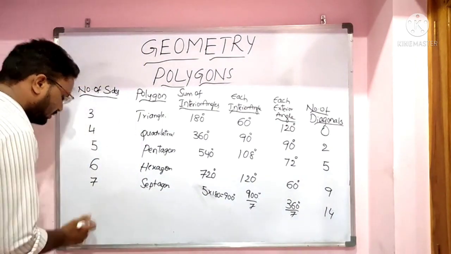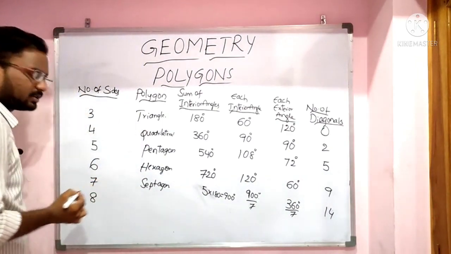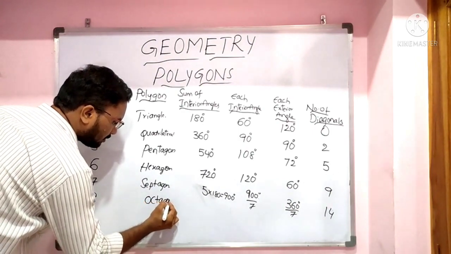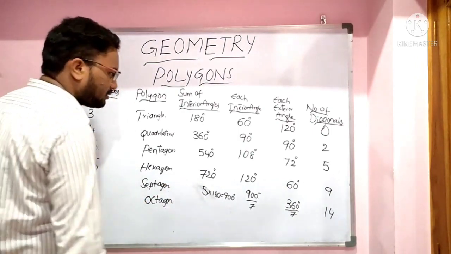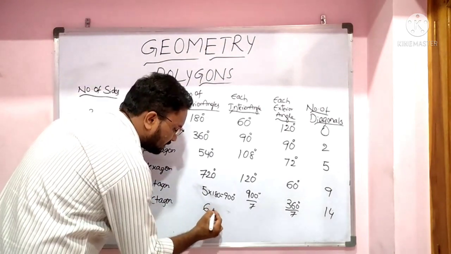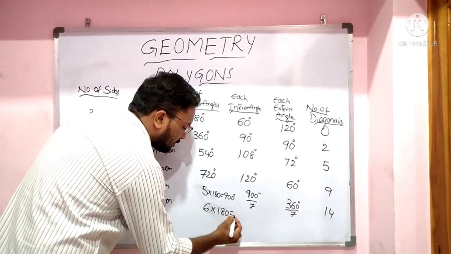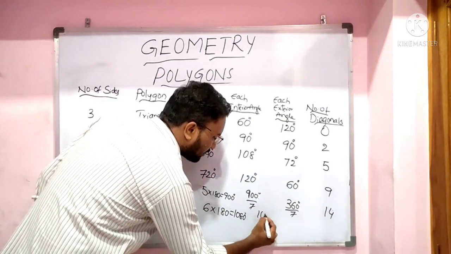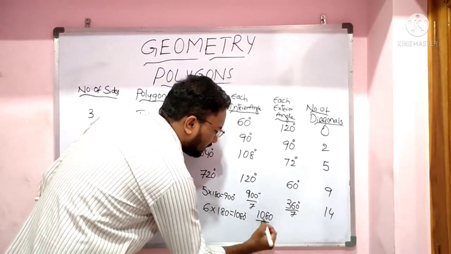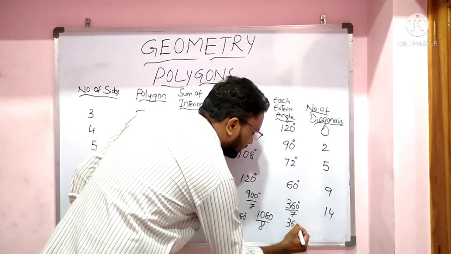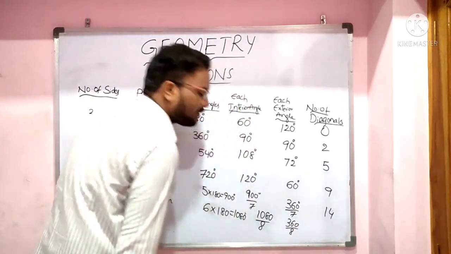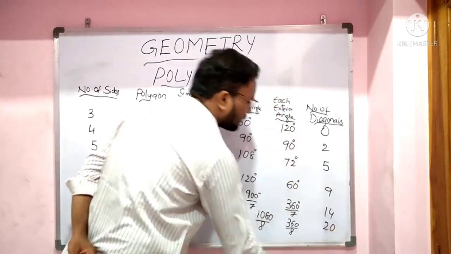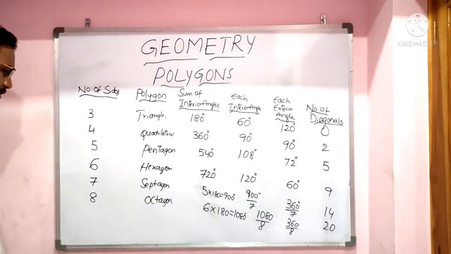Okay, and if the number of sides is 8, then it is called an octagon. Okay, so sum of all interior angles is 6 into 180, so answer 1080, and each interior angle is 1080 by 8 and each exterior angle is 360 by 8. Okay, and number of diagonals is 8 into (8 minus 3) by 2, 20. Okay, and so on.